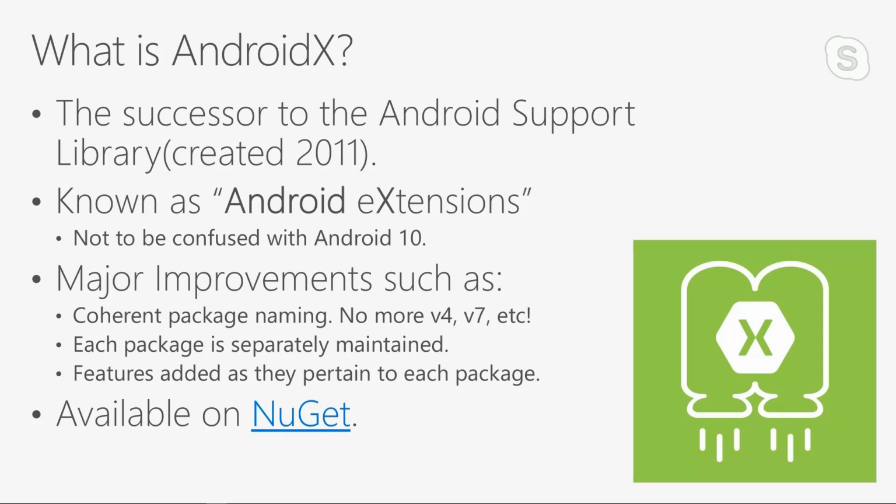One huge thing was coherent package naming, which was one of the biggest issues. There used to be a package convention such as support v4, app compat v7, and the likes. Those used to mean that they were supported all the way back to API 4 or API 7. And now there's really none of that to worry about.